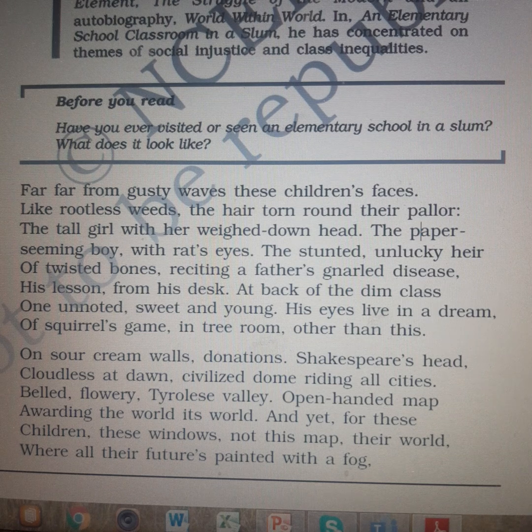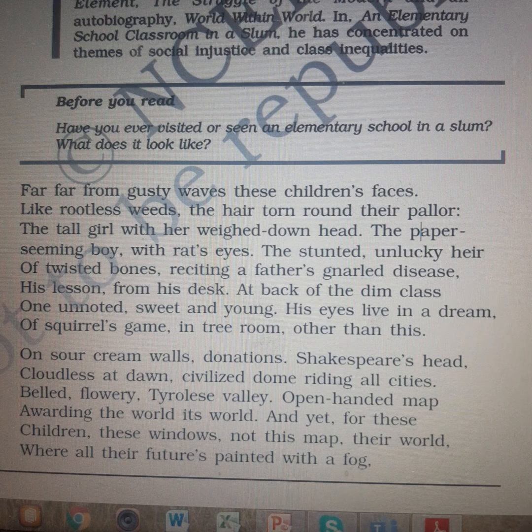On sour cream walls, donations, Shakespeare's head, cloudless at dawn, civilized dome riding all cities. Now, what does the poet say, children? That on sour cream walls, children, like when the cream becomes sour, what happens to it? It becomes distasteful, right? We don't find it tasty anymore. So in that same way, the walls were creamy in color and very ill maintained. They were not well maintained and they were distasteful.